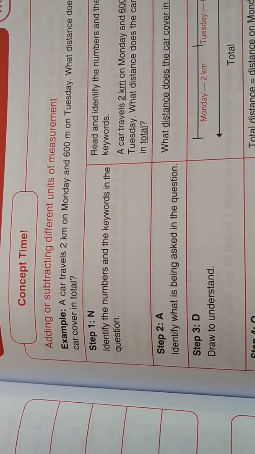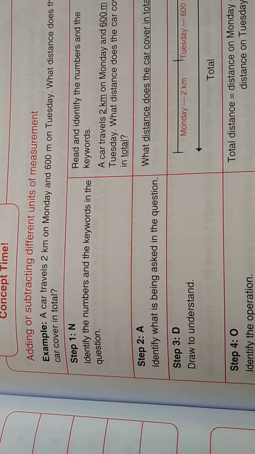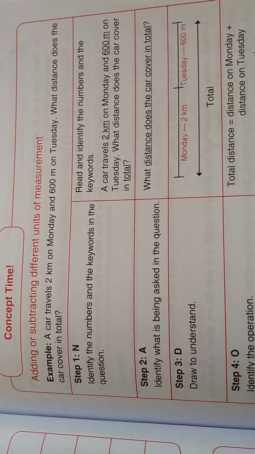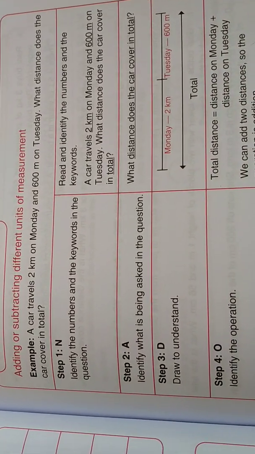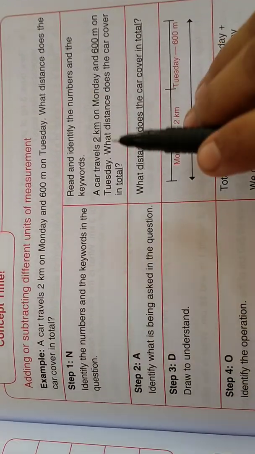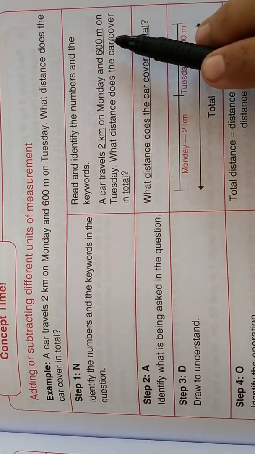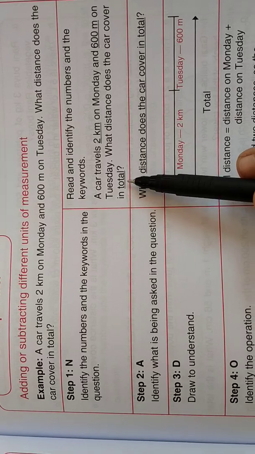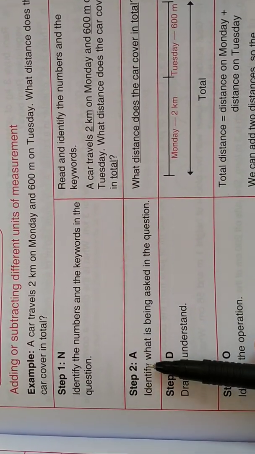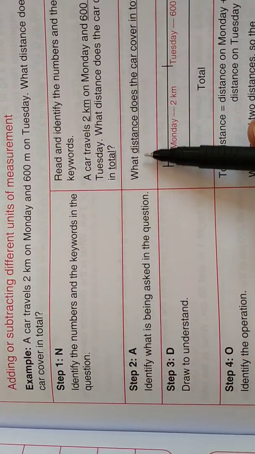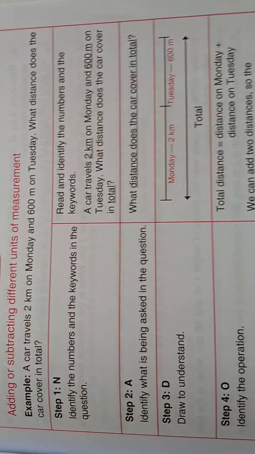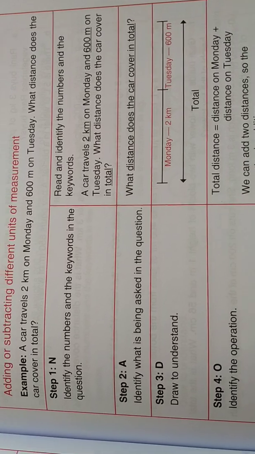In this, we have to follow the NADO method. Step number 1: read and identify the numbers and keywords. The numbers are 2 kilometers and 600 meters. The keyword is total. Step number 2 is ask. What are they asking? What distance does the car cover in total? We have to find the total distance the car covers.